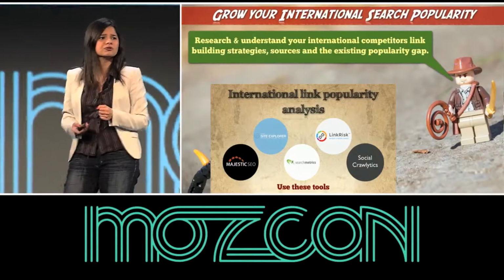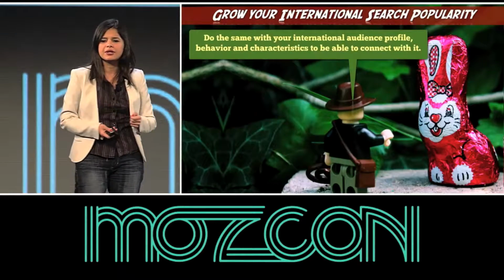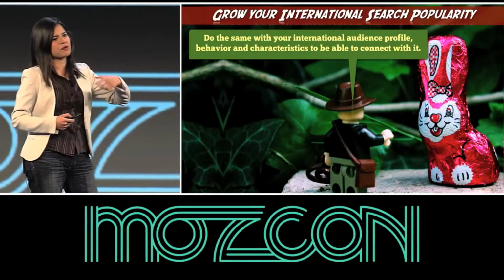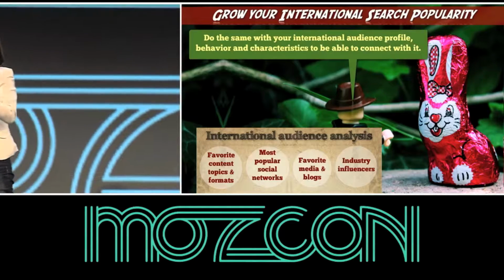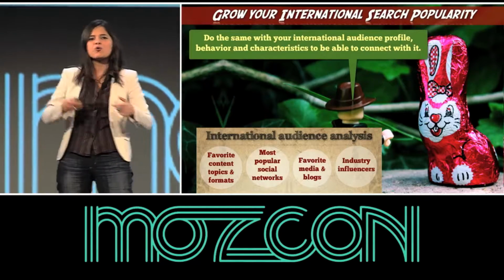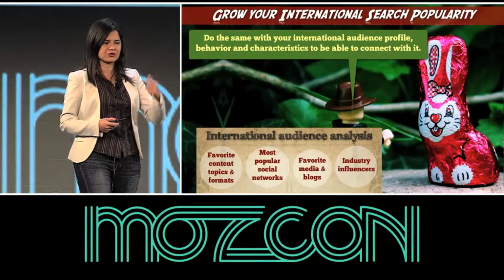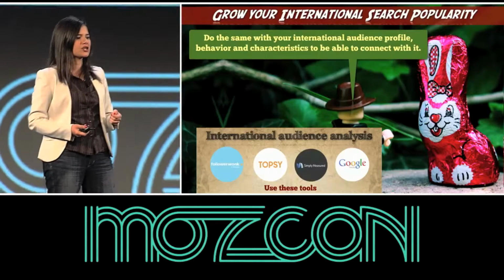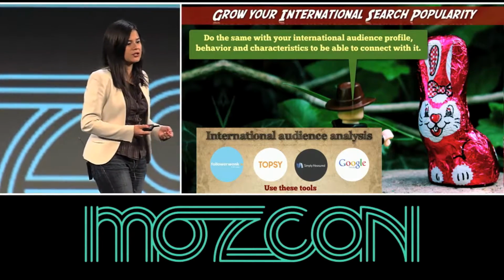You can use the typical tools that you are already using for link analysis and for link building too. And you should do the same also with your audience. Again, but from a linking perspective. Find out their preferences, which content formats they prefer, which social networks they hang out in, who the industry influencers are that you should build a relationship with, and their favorite media and blogs in each country. And you can use, again, some of the tools that you are already likely using for this.